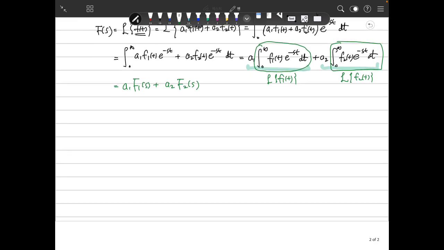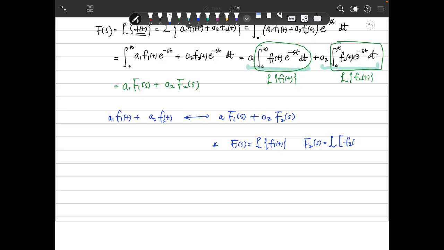So a1 f1(t) plus a2 f2(t) has the Laplace transform a1 F1(s) plus a2 F2(s), where F1(s) is the Laplace transform of f1(t), and F2(s) is the Laplace transform of f2(t). This is the linearity of the Laplace transform. It's a very important thing.